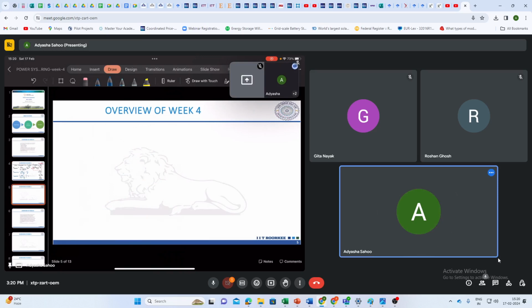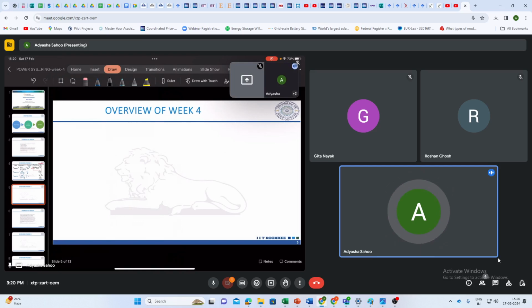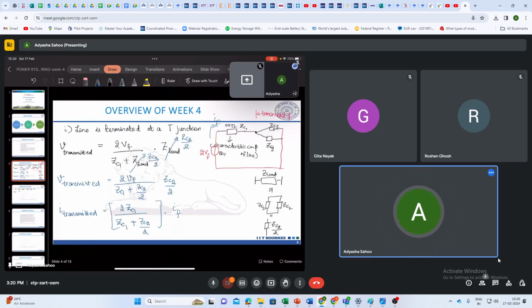So let me come to a fresh one. We had seen that your V forward wave, or V incident, plus V reflected is equal to your V transmitted. So from here we can find V reflected as V transmitted minus V incident, or V forward. So from here I can get V reflected as VF.